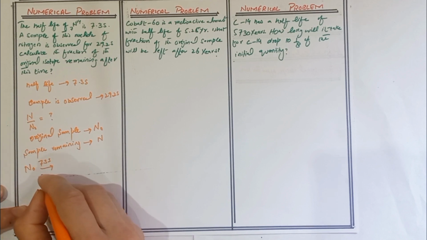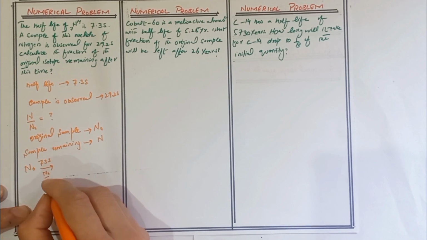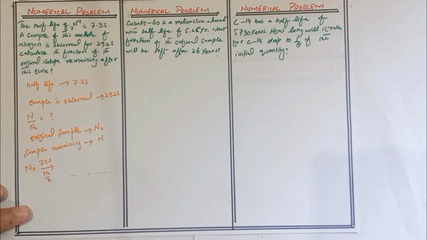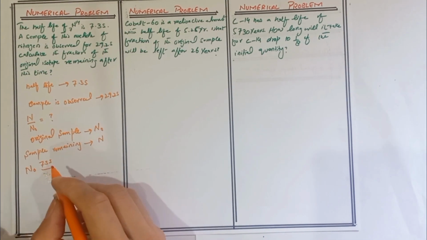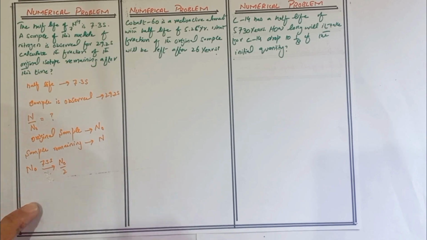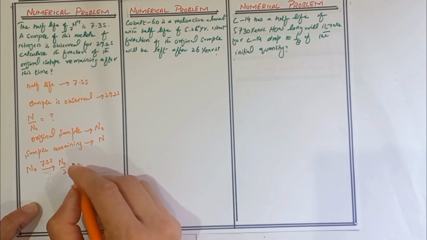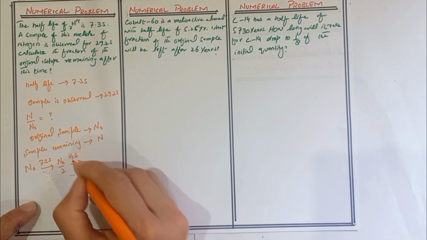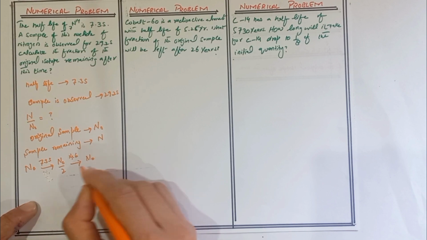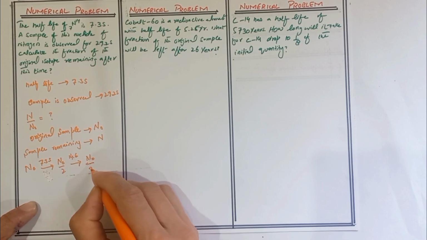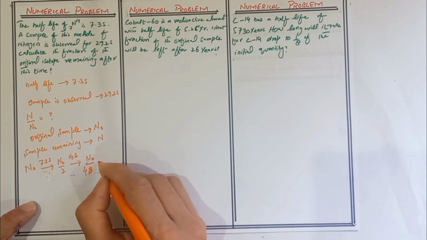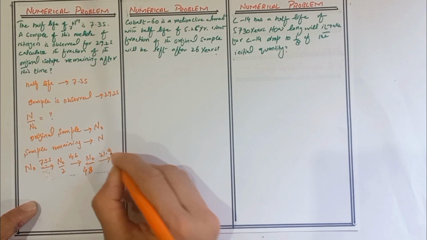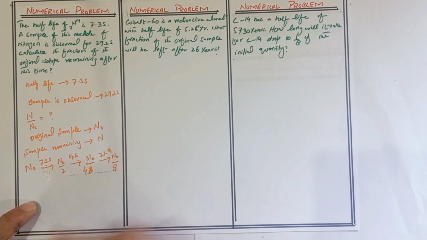The original sample is N naught, and the half-life is 7.3 seconds. After the first half-life, the original sample becomes half of this. After another 7.3 seconds, the time becomes 14.6 seconds, and the sample becomes half of this, N naught by 4. Then we pass another 7.3 seconds, the time becomes 21.9 seconds, and the element becomes half of that, N naught by 8.